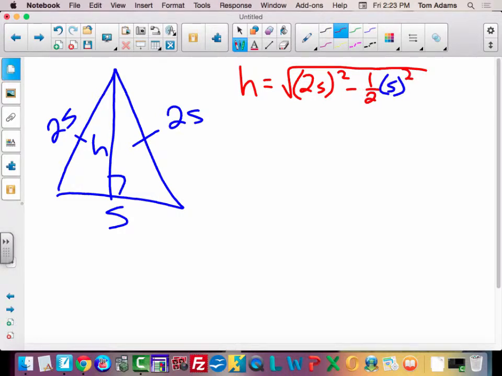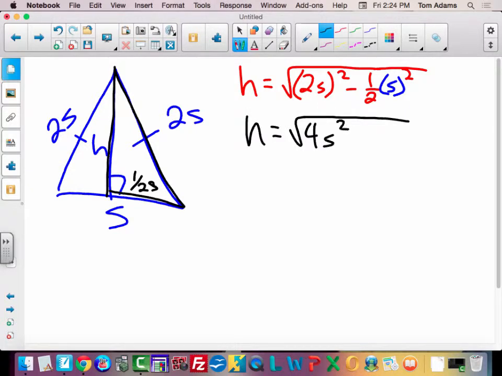Does that make sense? Because what I'm really doing is finding H by applying the Pythagorean theorem to this. And the distance from here to here is just 1/2 S. Now because we've relabeled everything, I got a height that's equal to the square root of 4s squared minus, this whole thing has to be in parentheses, 1/4 s squared.